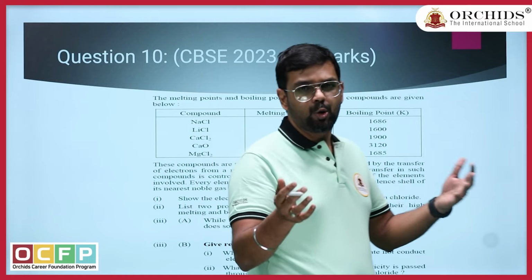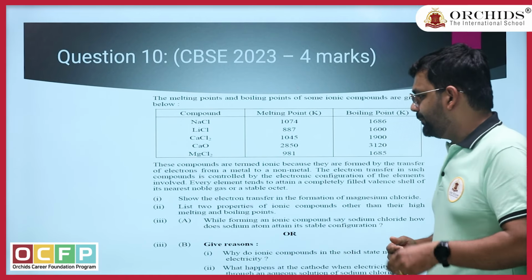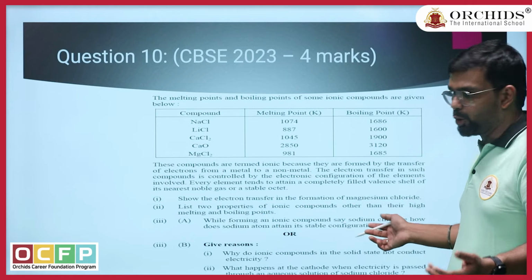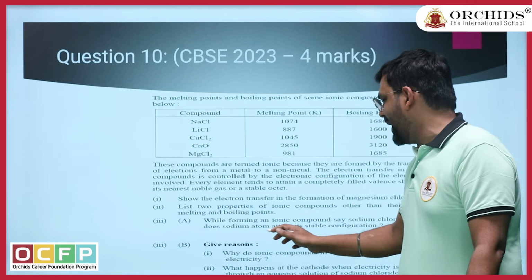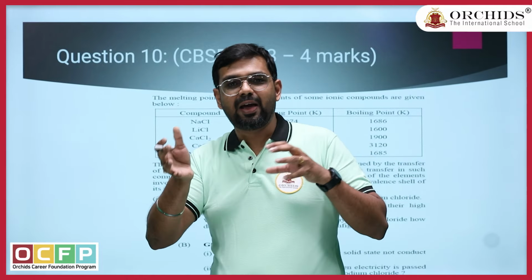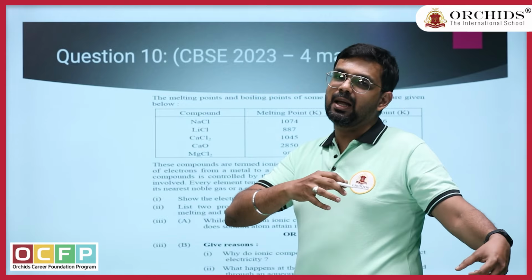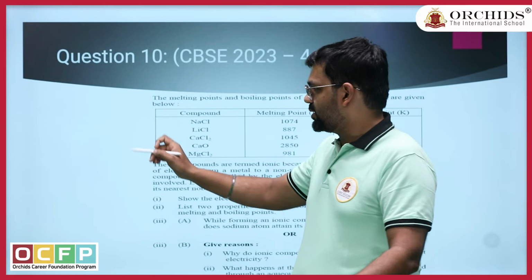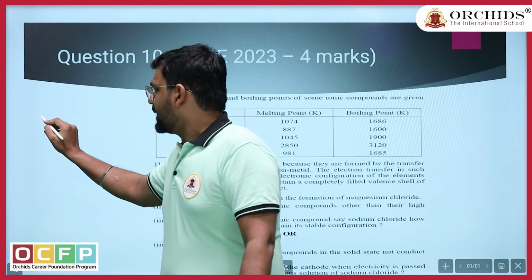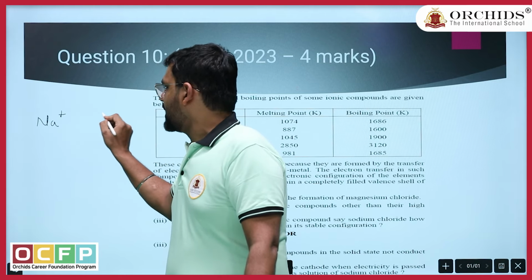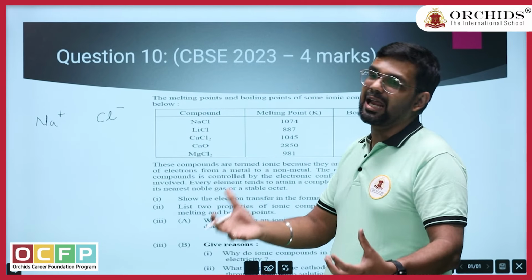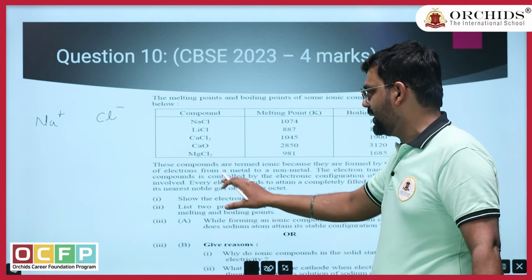So just list out these 2 properties and that will be more than enough. And coming to the third question, while forming an ionic compound, say sodium chloride, NaCl, how does sodium atom attain its stable configuration? So you have to explain how the transfer of electrons will happen and how it attains the electronic configuration. So you can show again the nature of Na. You can show again Na plus Cl minus, the electron dot structure, and you can elaborate or explain properly with the listing outs.